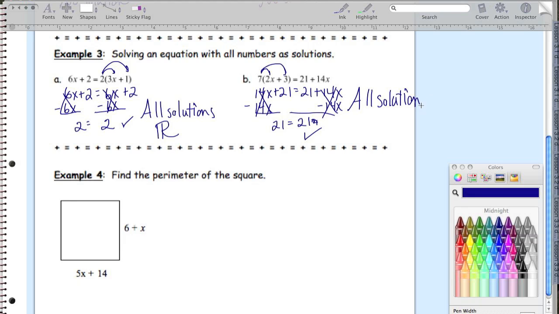Okay, again, I do need to see this work, so that I know that you get a star, you understand what you're doing. All right, last problem, find the perimeter of the square.